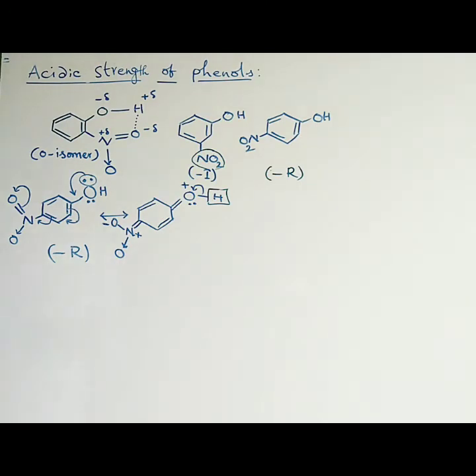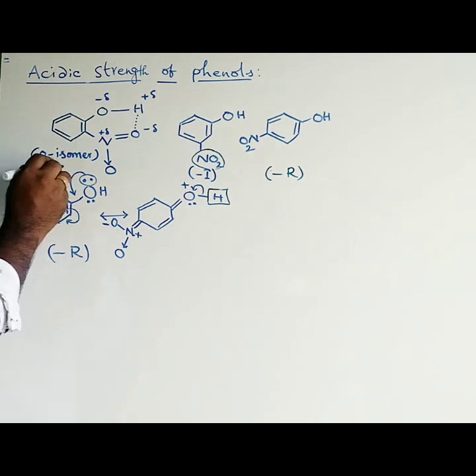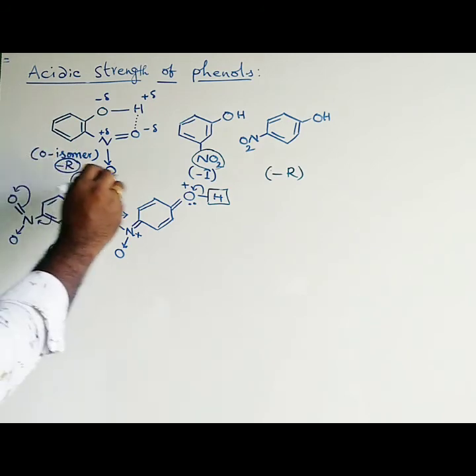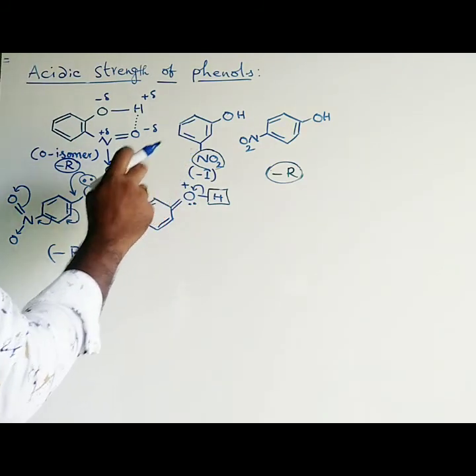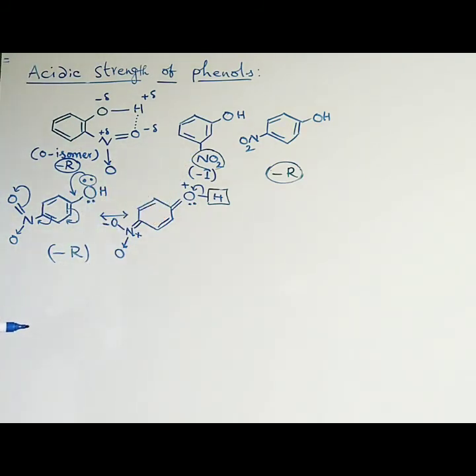Generally, the impact or the significance of minus I effect is less than minus R effect. So for the groups in which we can see minus R effect, their impact will be more on the acidic strength of the phenols. So the ortho isomer is involving in minus R effect, as well as the para isomer also involving in minus R effect. So in case of meta isomer, minus R effect is not observed, instead minus I effect is shown.